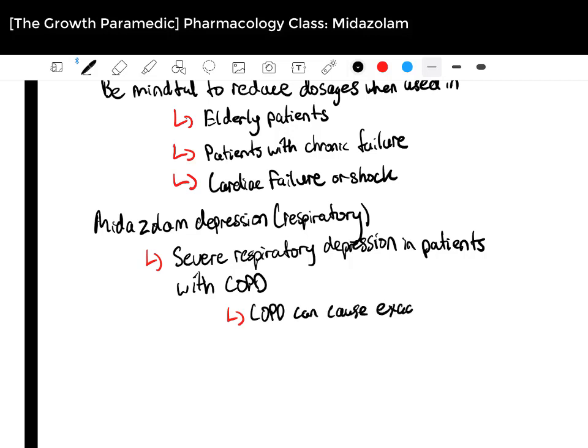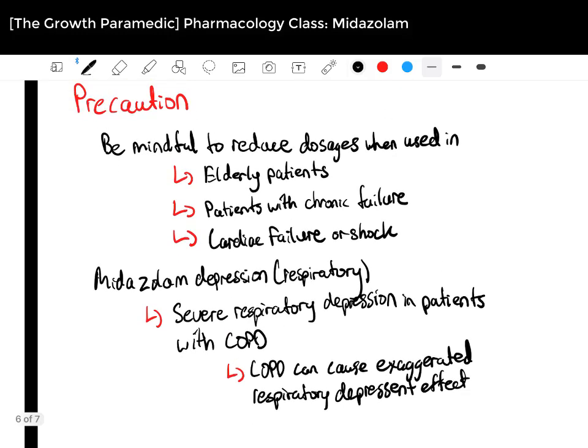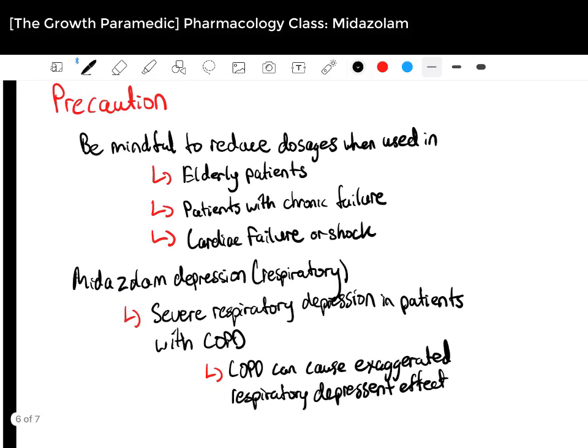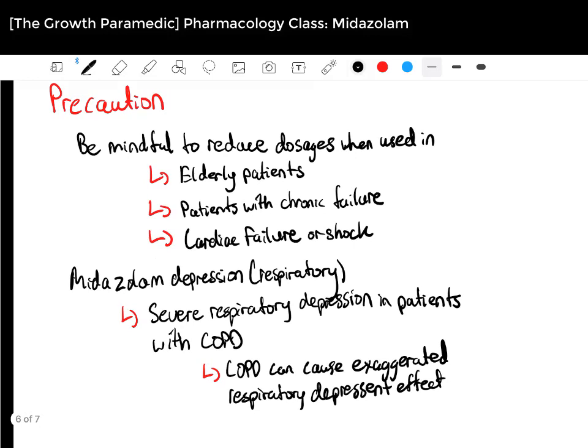So COPD can cause exaggerated respiratory depressant effects, and administering midazolam can worsen it. So just be mindful of that when you're treating a COPD patient, that you might want to use a lower dose, or just make sure that you're monitoring them for any signs of adverse effects, because if they do go into respiratory depression, you would have to ventilate for them, and that can again be a bad situation that you probably don't want to put yourself in if you can avoid it.